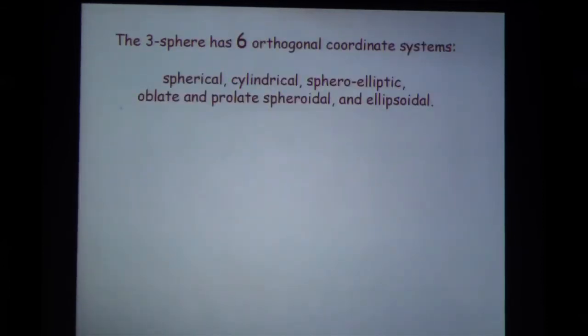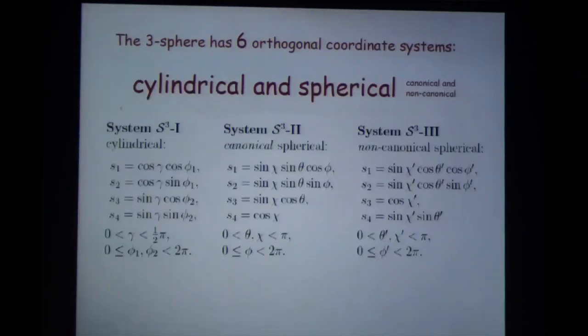Now, the three-sphere, where you have three angles, is a solid thing. It has orthogonal coordinate systems. These were extensively explored at the edge of the Volga by George Bogdan and several associates. These include spherical, cylindrical, spheroelliptic, oblate, and prolate, and ellipsoid. Now, we're only using the spherical, cylindrical, and a special kind of ellipsoidal. But the other coordinate systems can probably give you other things.